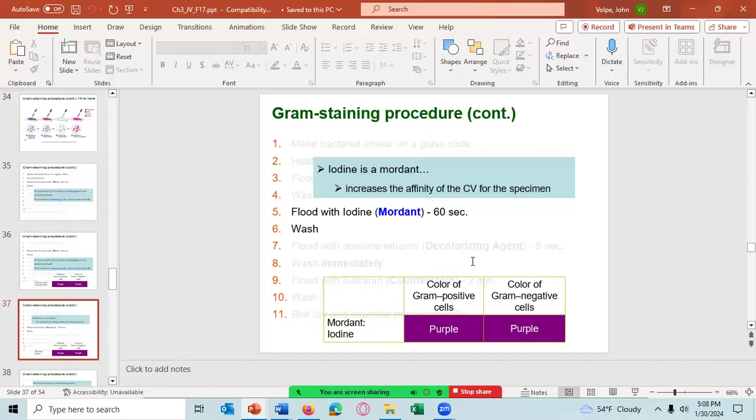We then stain the slides with iodine. Iodine is not a stain. It is a mordant. It increases the affinity of the crystal violet for the specimen. Iodine actually chemically combines with crystal violet, making a larger chemical. You flood the slide for 1 minute, dump the iodine off, and wash gently with cold water, and both the gram-positive and the gram-negative cells will be the same. It'll be a purple color.